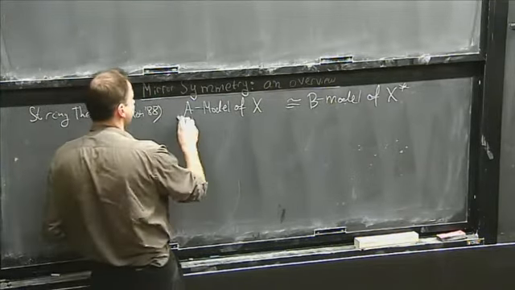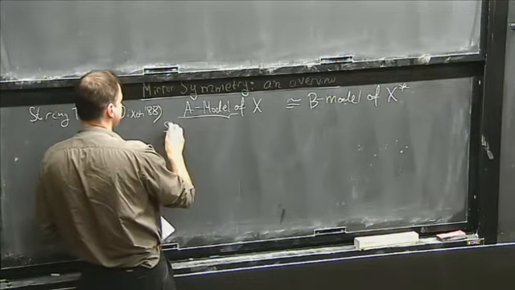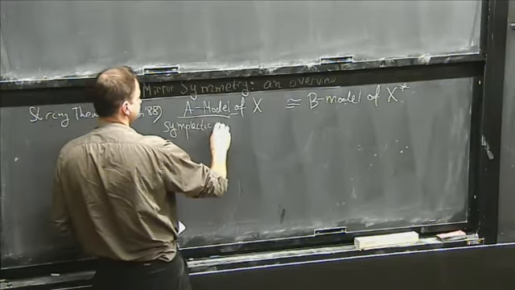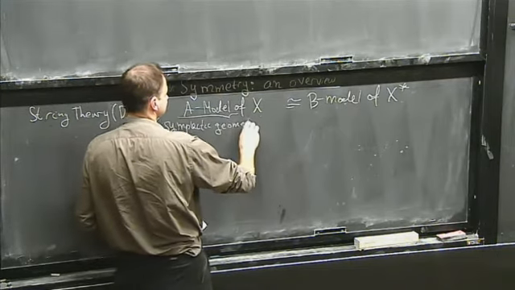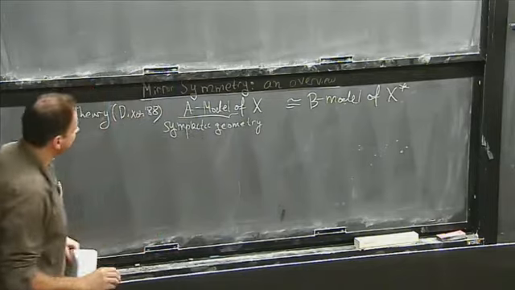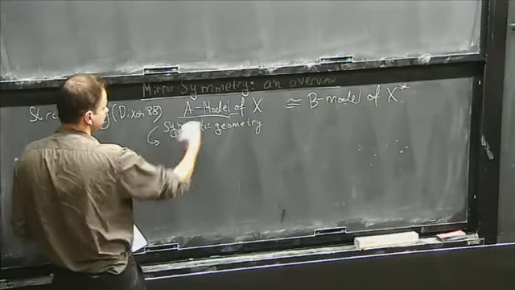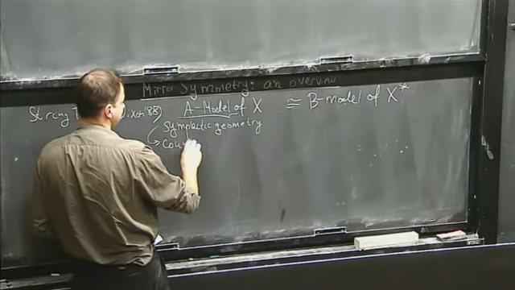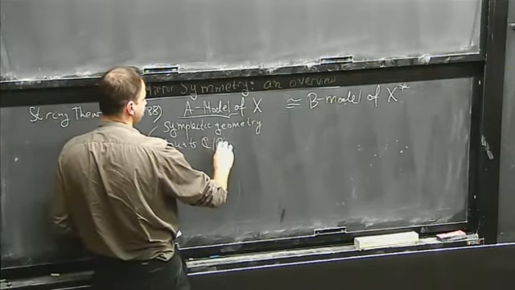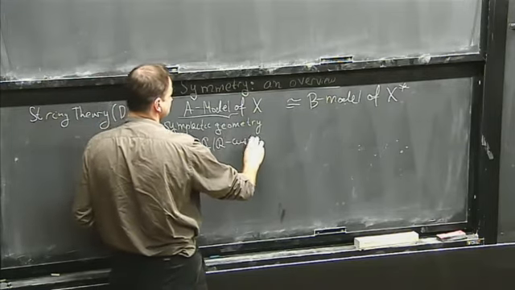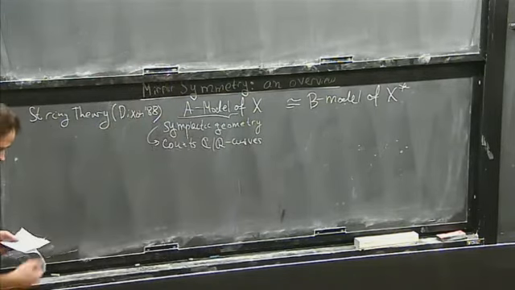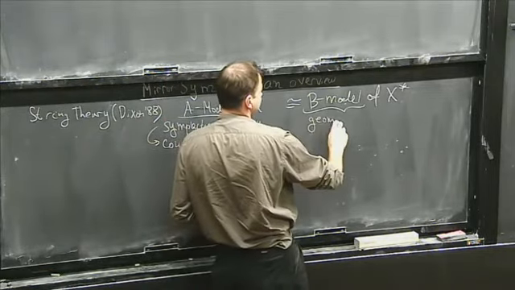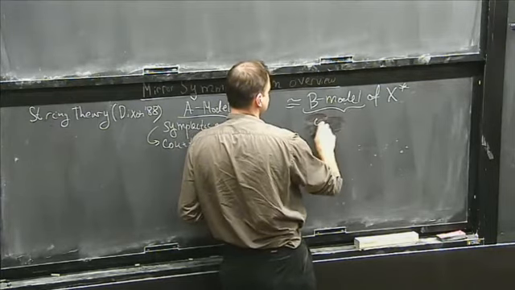And when we hear A model, we should think of symplectic topology, symplectic geometry. But one strange thing about this category is that it involves actually counting complex, maybe sometimes real, curves. And on this side, B model basically means complex geometry.